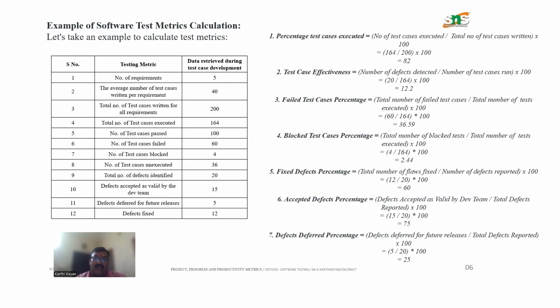Based on this data, calculate: test case execution percentage, test case effectiveness, failed test case percentage, blocked test case percentage, fixed defect percentage, accepted defect percentage, and defect deferred percentage. You can analyze these things, verify them, and accept the process.